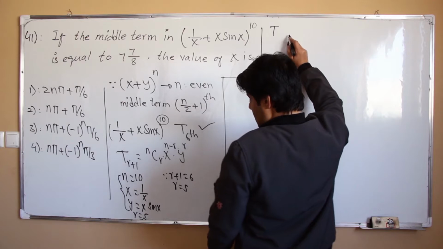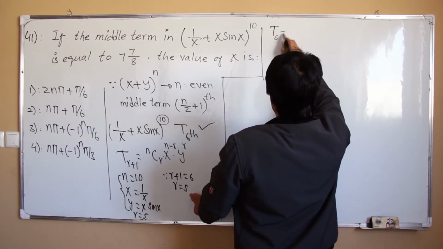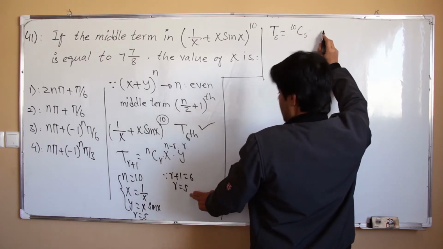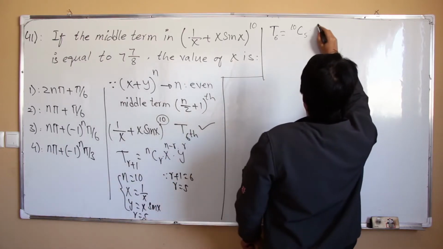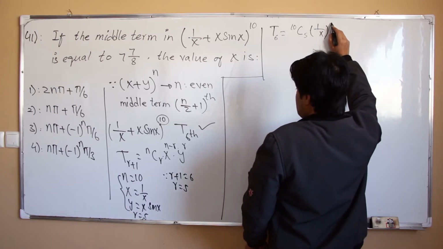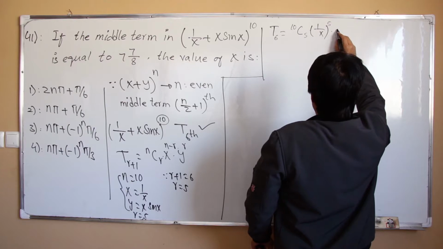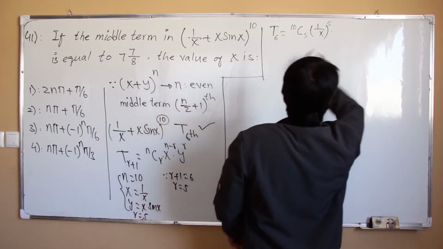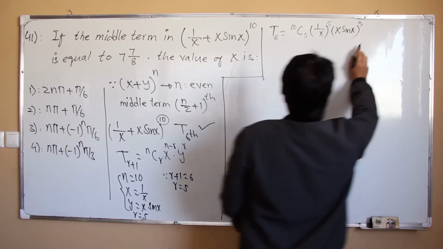So it is T(r+1), 5 plus 1, which is 6. nCr, 10C5, x to the power n minus r. What's x? x is 1 divided by x, raised to the power 10 minus 5, it's 5. y raised to the power r. y is what? x sin x, whole raised to the power 5.